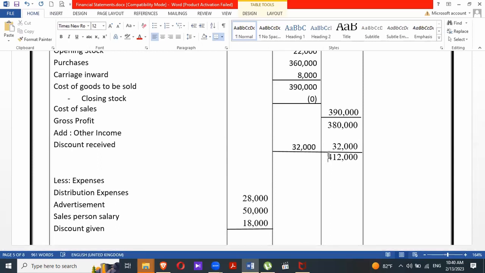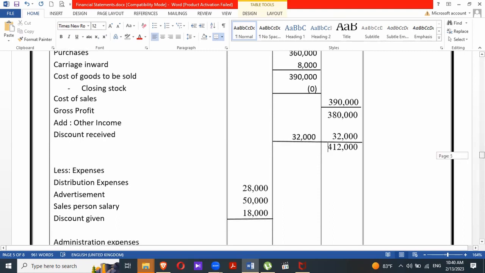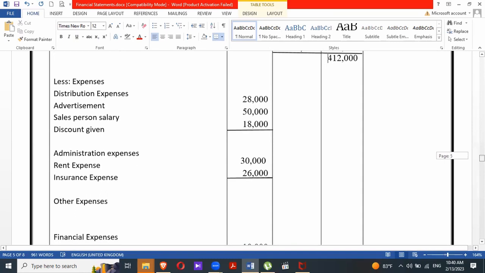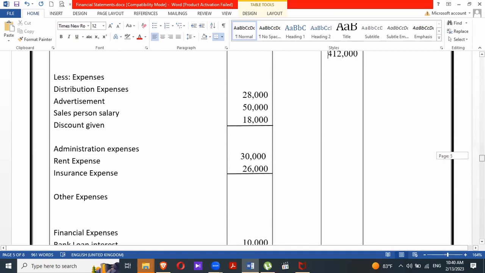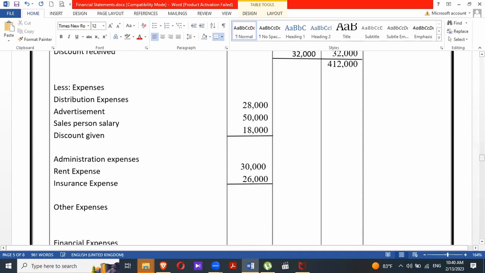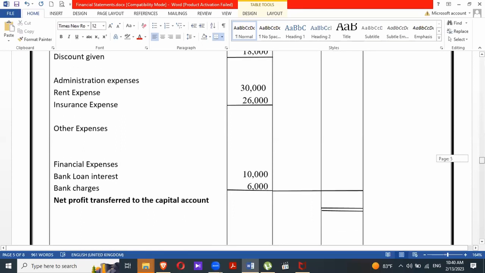Now you can finish. Now you can complete, right? We have already included all the expenses. 380 plus 32, 412,000. Now take the totals of expenses to the second column of the amounts. Now we have recorded the expenses to distribution expenses. There are 3, administration there are 2, and financial there are 2.